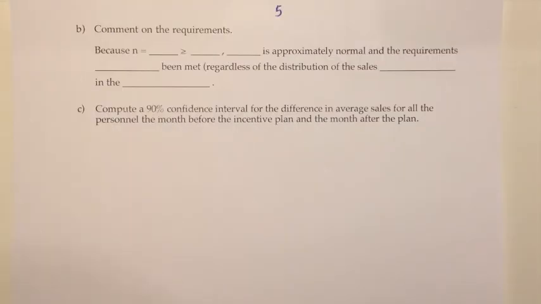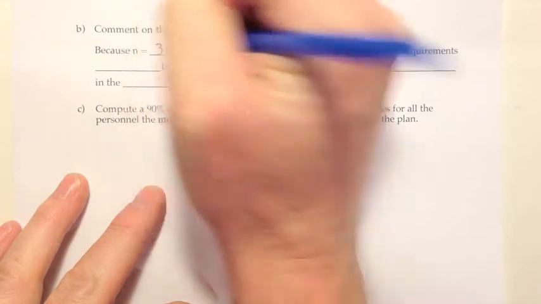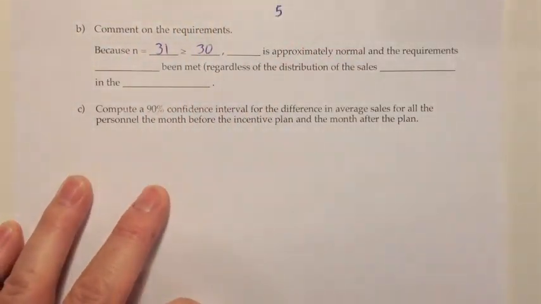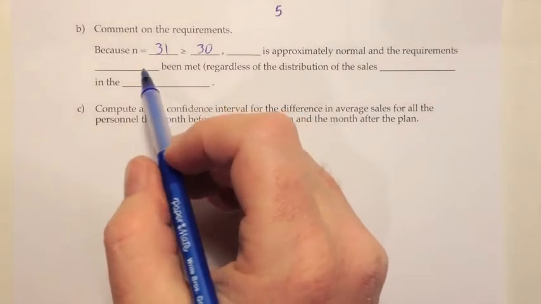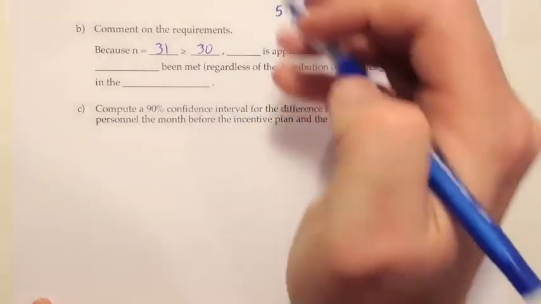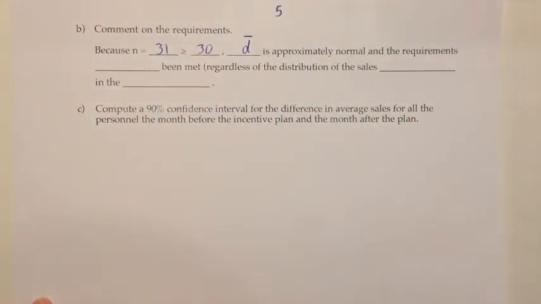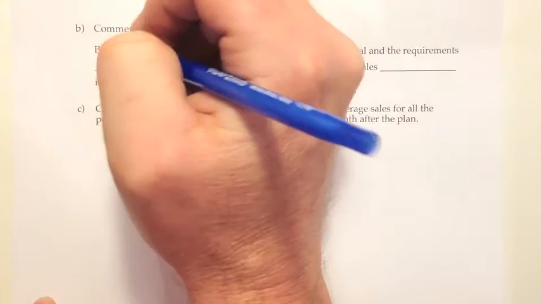Alright, moving on to the follow-up questions. They want us to comment on the requirements. Well, in this case we fall into our easiest scenario because our sample size n was 31, and that's greater than or equal to 30. And as long as you have a sample size over 30, then your requirements are met. And what that's really doing for you when your sample size is over 30 is it's ensuring you that the values of d bar are going to be approximately normally distributed. And that means that the requirements have been met.